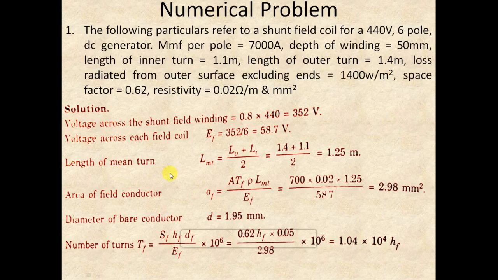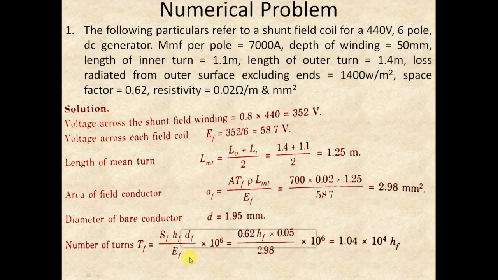Now the mean turn length can be easily obtained by adding these two and dividing by 2, which is found to be 1.25. Area of field conductor can be identified by using this relation. All these parameters are known. So the value of cross-sectional area of field conductor is 2.98 millimeters square. From this we can determine DFC, the diameter of the field conductor, because this is equal to pi by 4 DFC square.